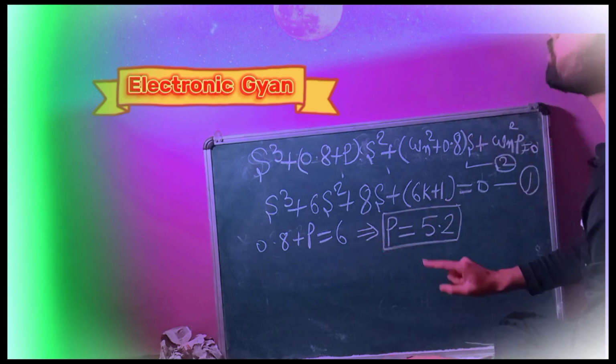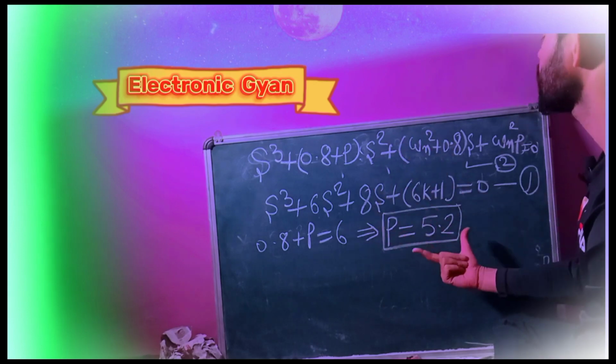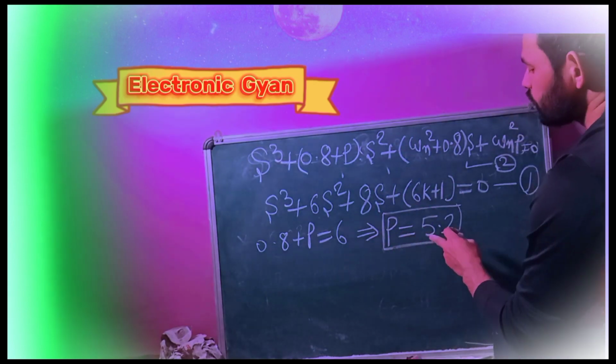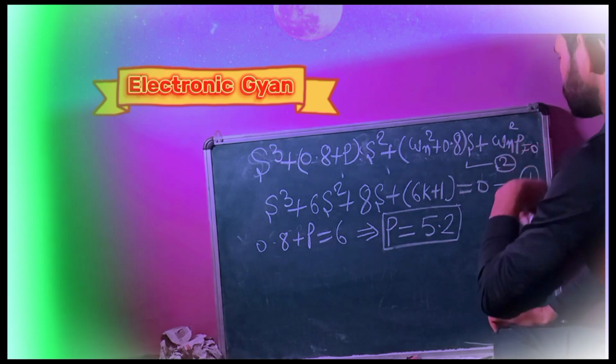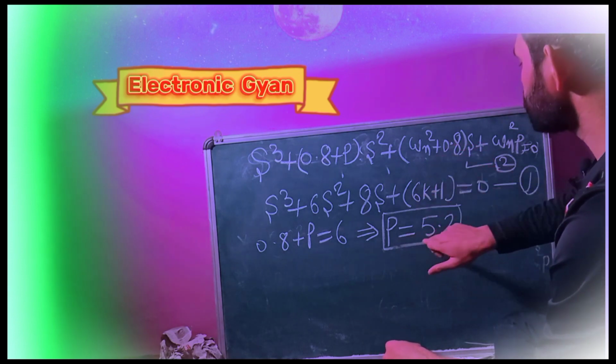So this is my significant pole. Still we are not confirmed. After cross checking we will be able to know whether it is significant or not. Yes, p is equal to 5.2, so this is my p value. Now where do we put this p value? Now we are going to put this. This is the value of p.